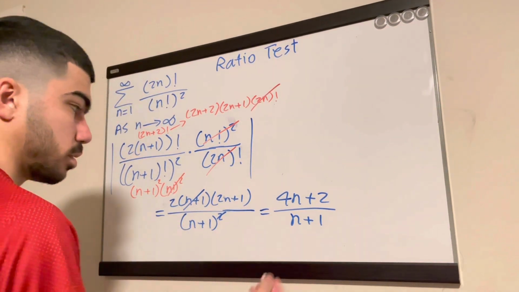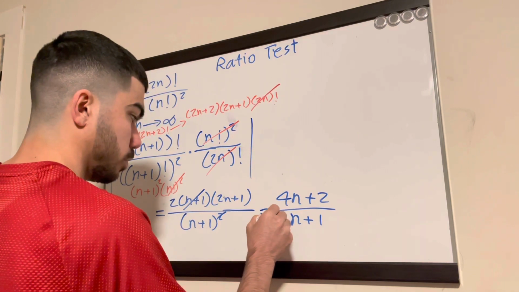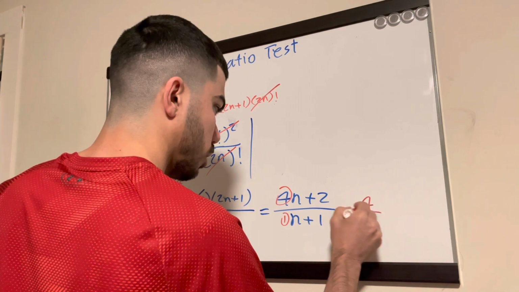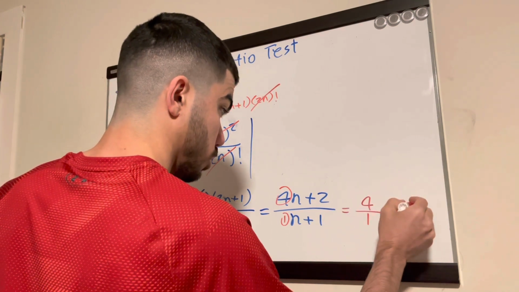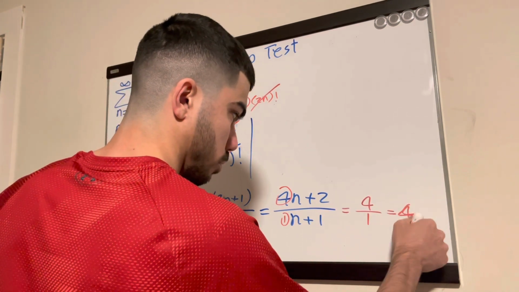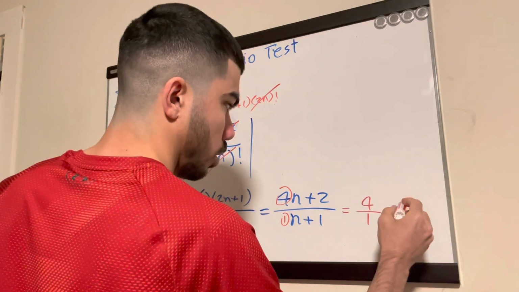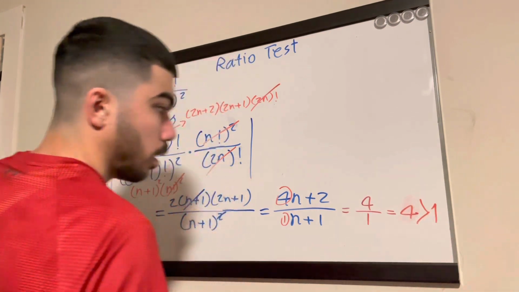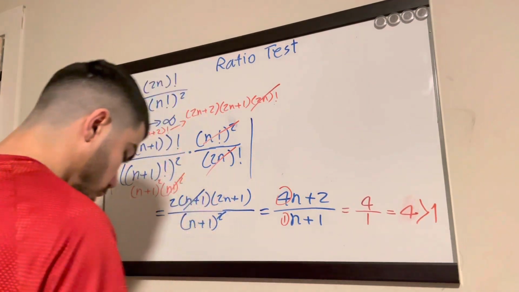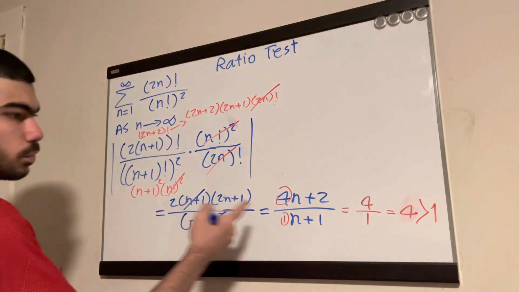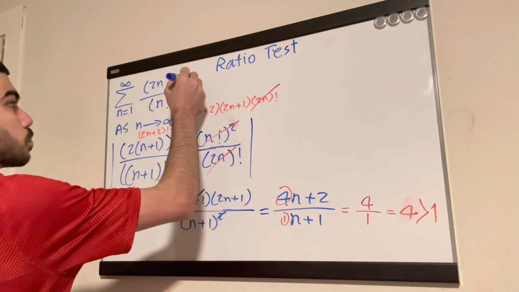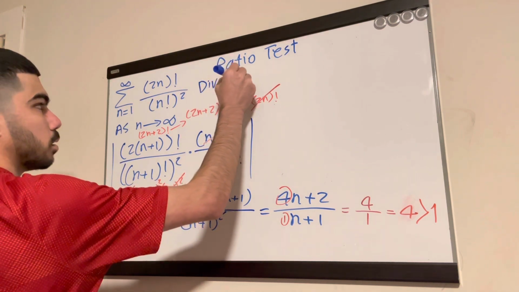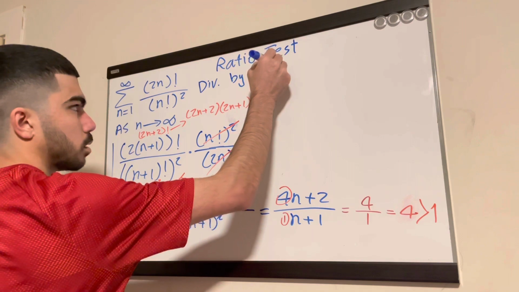This gives us, with the invisible coefficient 1, 4 over 1, which is 4. That is way bigger than 1, which means this series diverges by the ratio test.